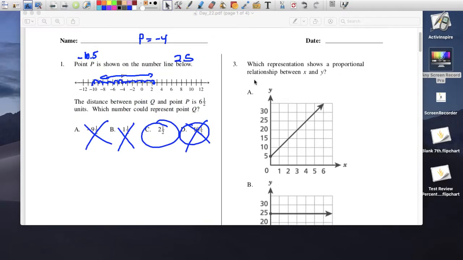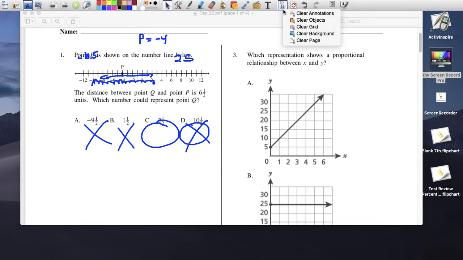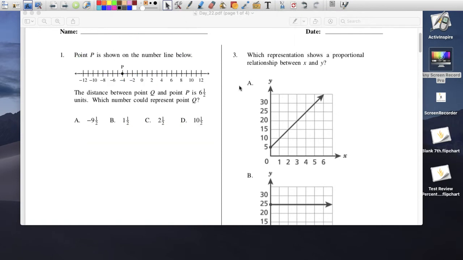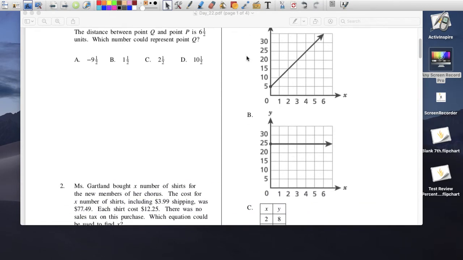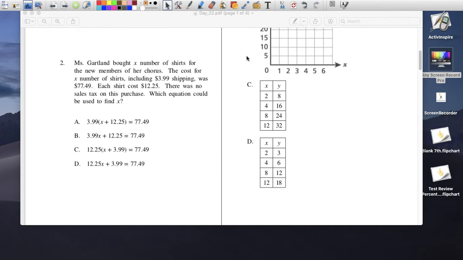Number 3. Which representation shows a proportional relationship between x and y? By now, you should be tired of these. So you're looking for one that starts at the origin. So A is gone. B doesn't make any sense. And then C and D, although it's not graphed, right? It's not visual. You can just see if it's proportional, see if the relationship is the same from each x to y. So it's times 4. 4 times 4 is 16. 8 times 4 is not 24, so C is gone.